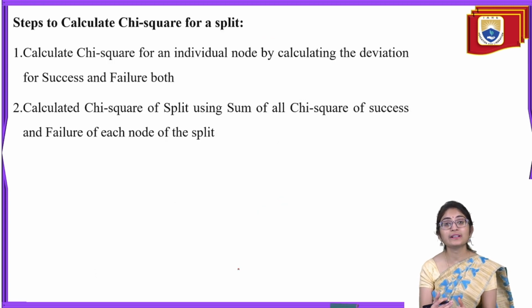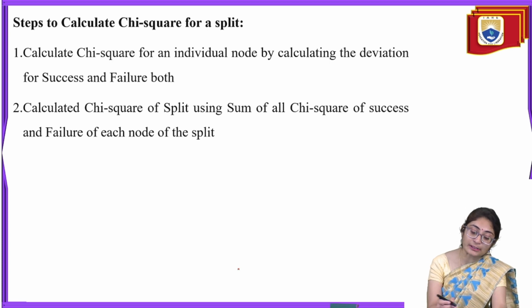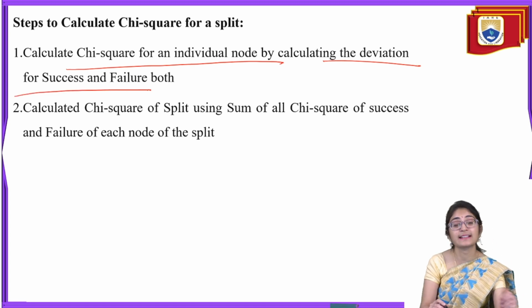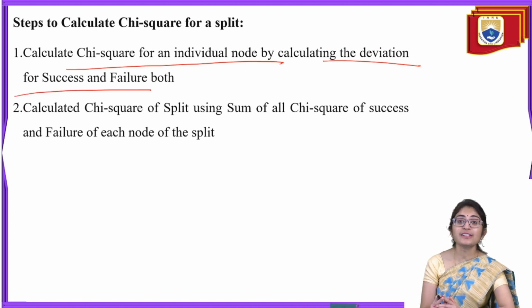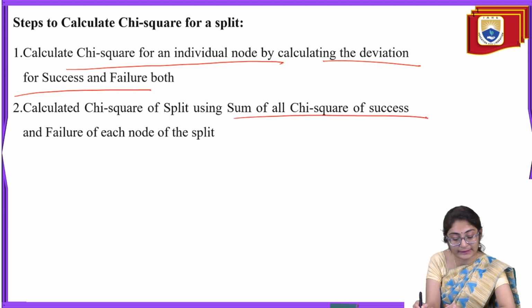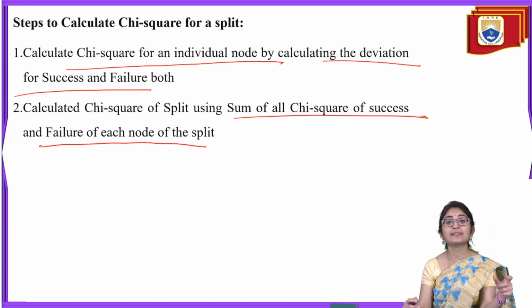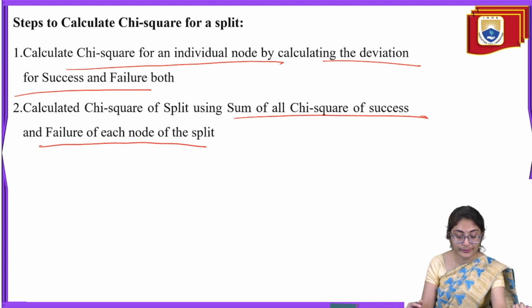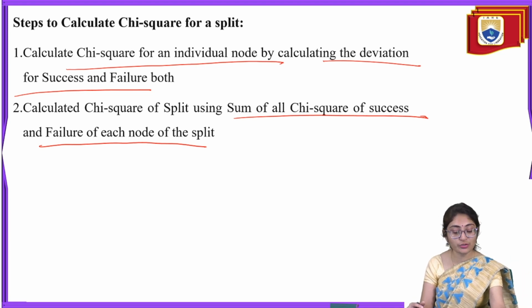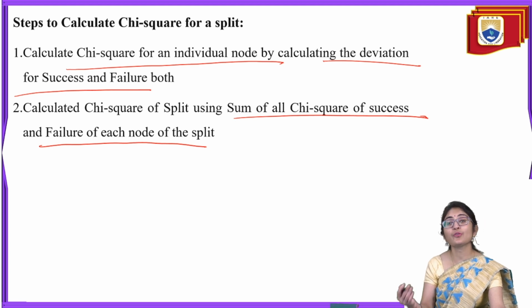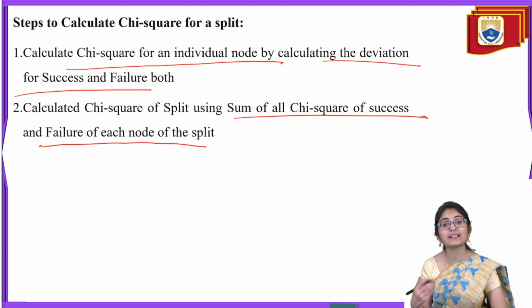Now how do we calculate the chi-square for the split? First, calculate the chi-square for each individual node by calculating the deviation for success and failure both. Then you have to calculate the chi-square of the split using the sum of all chi-squares of success and failure of each node of the split.